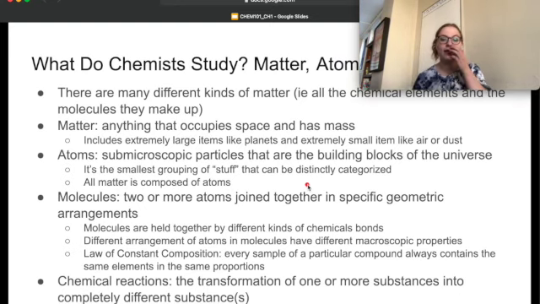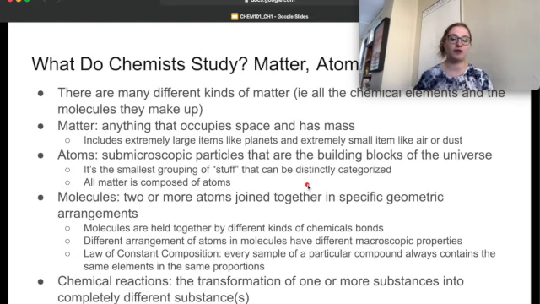We'll also be talking a lot this semester about molecules. So we'll have two or more atoms joined together in specific geometric arrangements. So molecules are held together by different kinds of chemical bonds. What I mean by that is we categorize their chemical bonds depending upon which two atoms are bound together. And different arrangements of atoms in different molecules have different macroscopic properties.